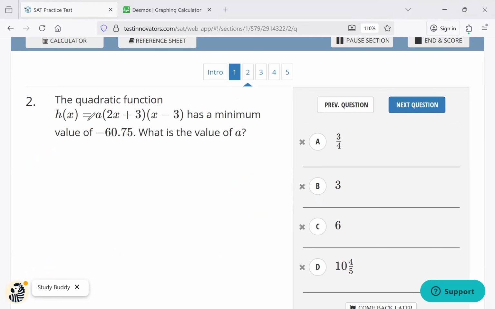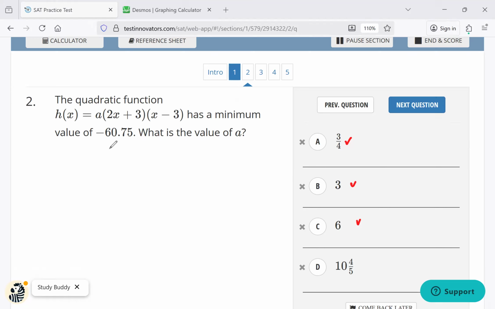Okay. The quadratic function h of x equals a times 2x plus 3 times x minus 3 has a minimum value of negative 60.75. What is the value of a? So you can literally test each one and put it in Desmos, and if it gives you a minimum y value of negative 60.75, that's the one.